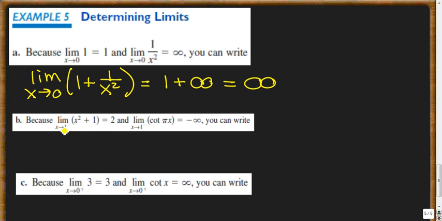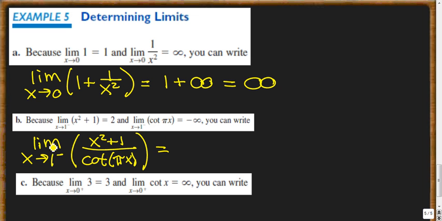Then we have, okay, the limit as x approaches 1 from the left of x squared plus 1 equals 2, and the limit as x approaches 1 from the left of the cotangent of pi times x equals negative infinity. So how would we want to write this? Let's say we had a function that looked like this: the limit as x approaches 1 from the left of x squared plus 1 over the cotangent of pi x.